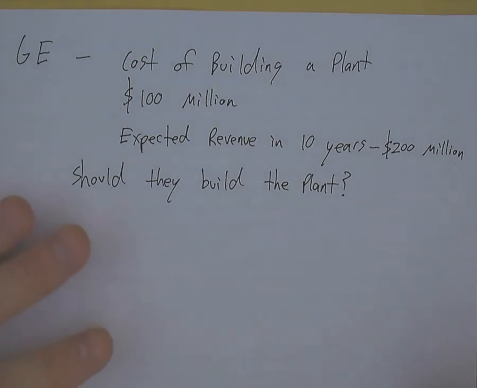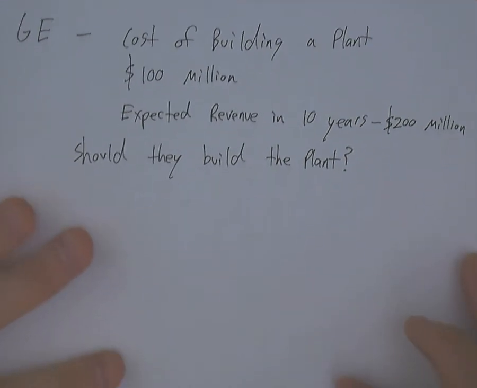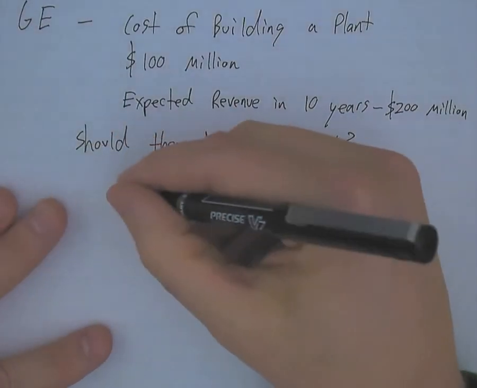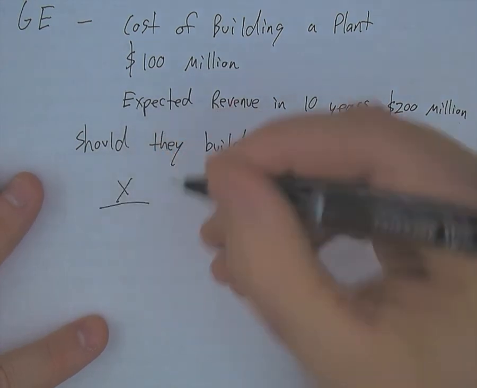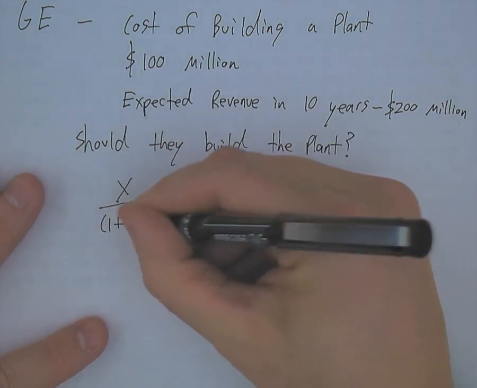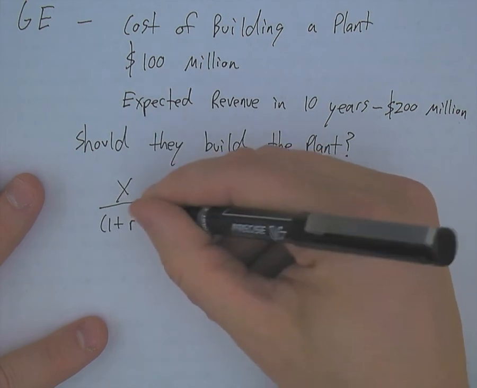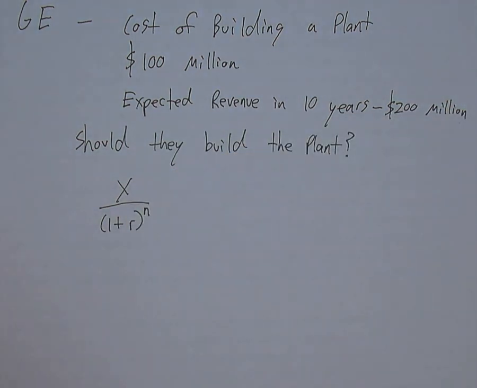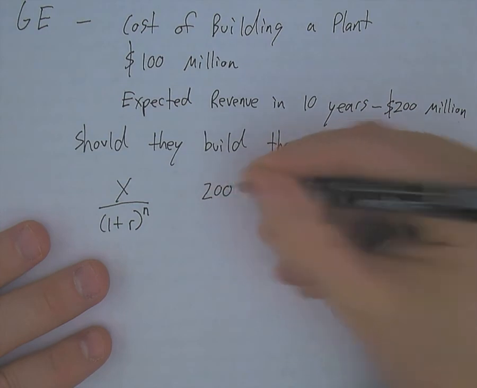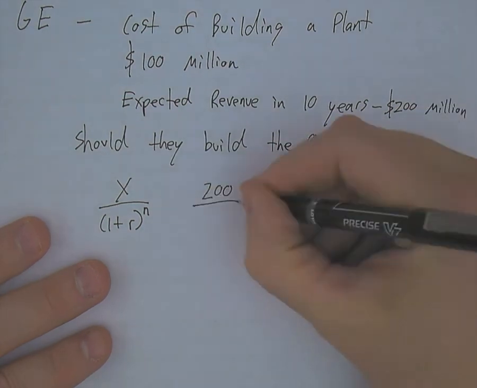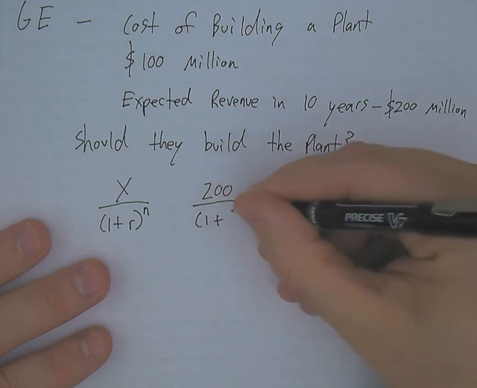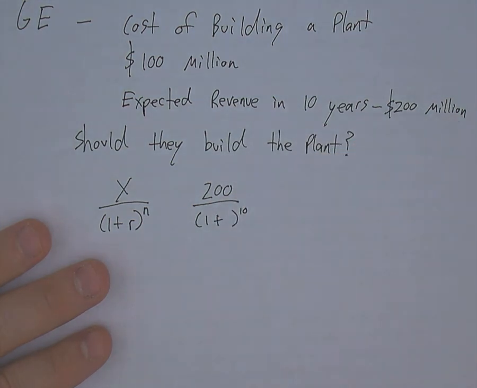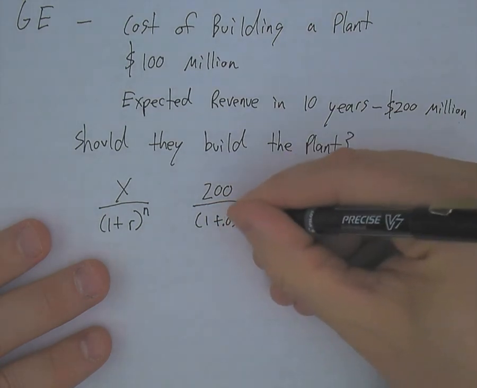Let's go ahead and use present value to figure out if they should build this plant or not. Again, present value is x over 1 plus the interest rate to the number of years it's going to take to get that revenue. Let's say I'm going to have $200 million in revenue in 10 years' time, and to keep it simple, the bank right now is paying 5% interest.